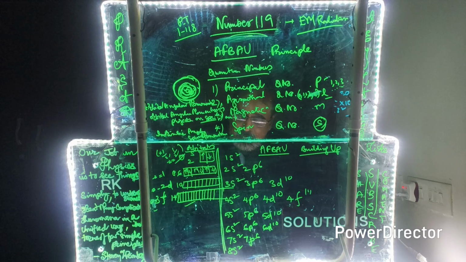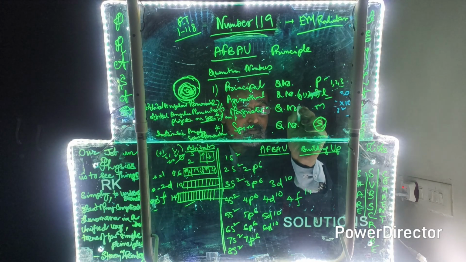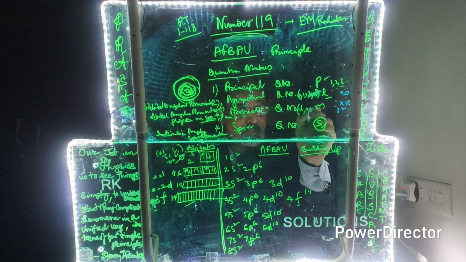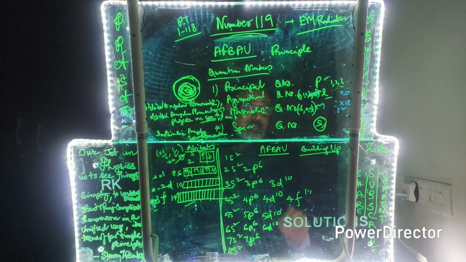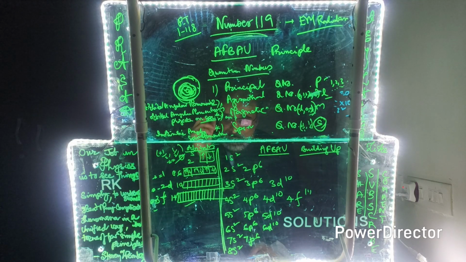Right? So let us see. And then after this, you have the magnetic quantum number. For the magnetic quantum number, it will contain minus L, 0, plus L. It will contain those values. And spin will of course be plus half or minus half. This minus L to plus L, meaning, let us take an example here, building up.